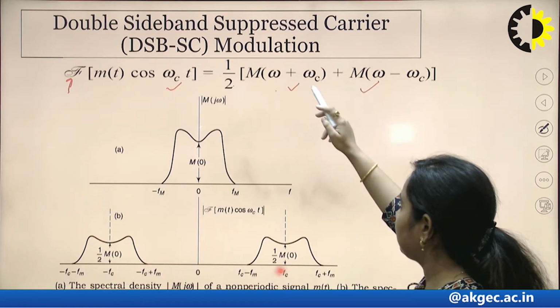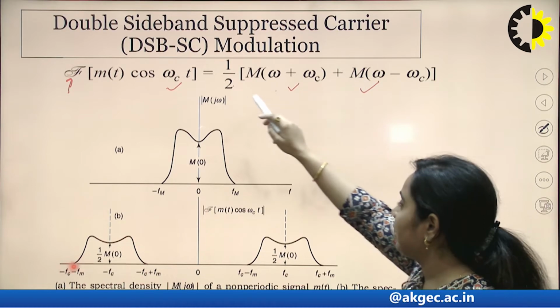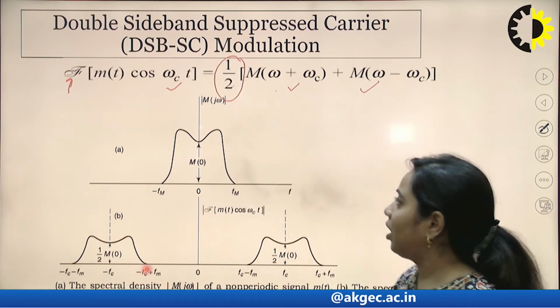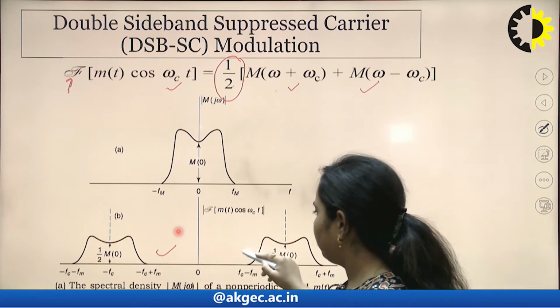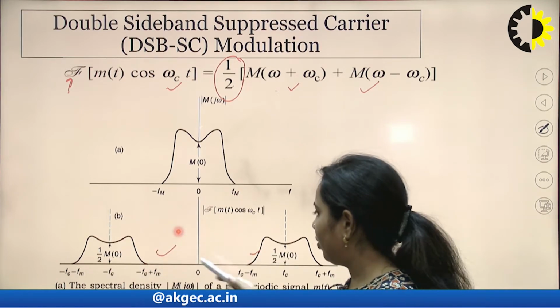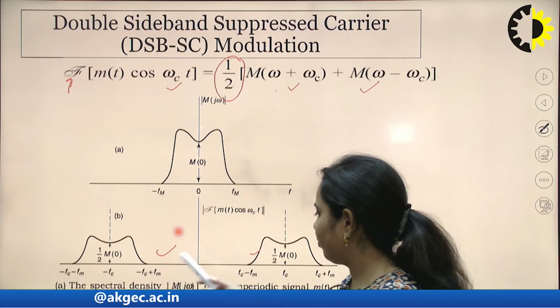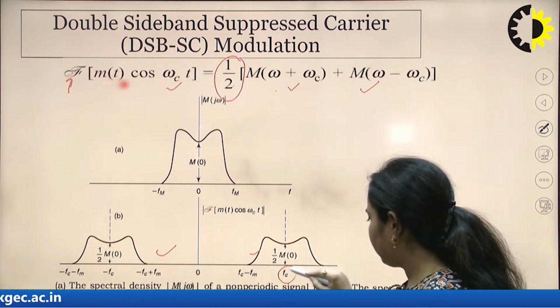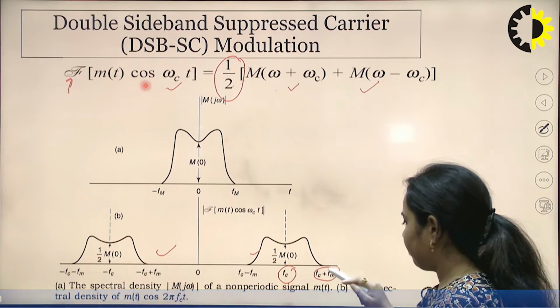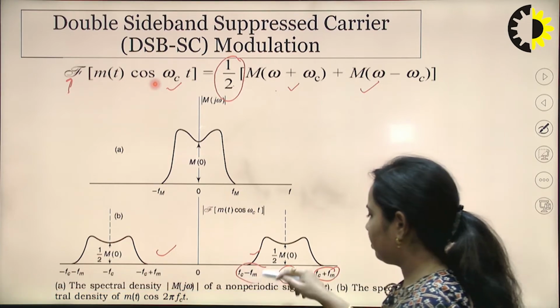The first one is the LSB, the other one is the USB, and its amplitude will be half. Corresponding to this, there are two spectrums plotted, one on the left hand side of the origin and the other on the right hand side. Its center frequency is fc. This is fc plus fm, that is the upper sideband, and this is fc minus fm.